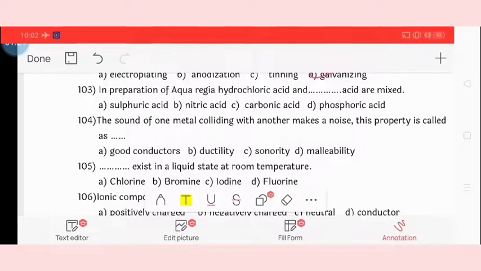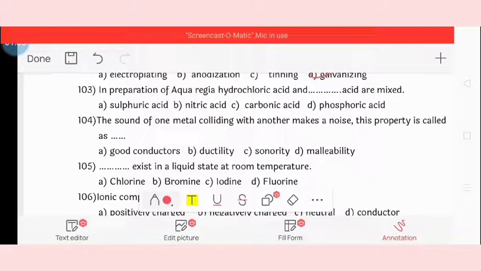In preparation of aqua regia, hydrochloric acid and dash acid are mixed. So in preparation of aqua regia, hydrochloric acid and nitric acid are mixed. So the correct option is option B, that is nitric acid. The sound of one metal colliding with another makes a noise. This property is called dash. So this property is known as sonority.